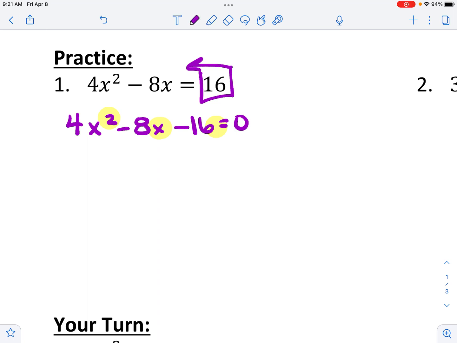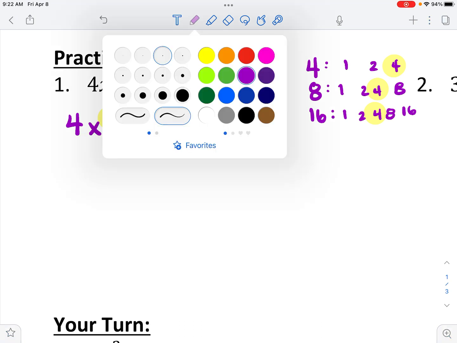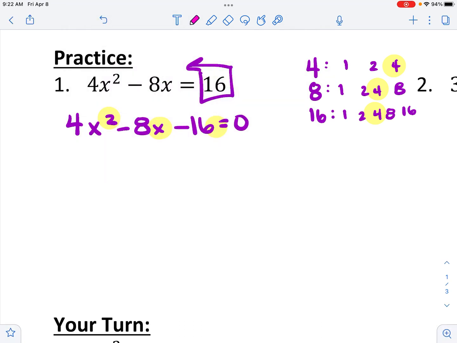Okay, now I need to know what my GCF is. So I've got 4, 8, and 16. 4 is 1 and 4 and 2. 8 is 1 and 8, 2 and 4. 16 is 1 and 16, 2 and 8, and 4 and 4. So you might have thought automatically that it's going to be 2, but honestly, the GCF for this is 4. That means I'm going to divide each term by my GCF.